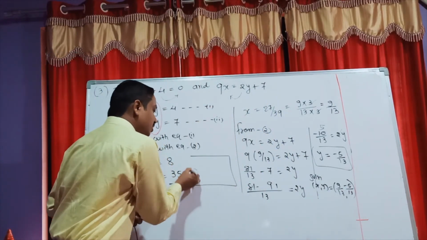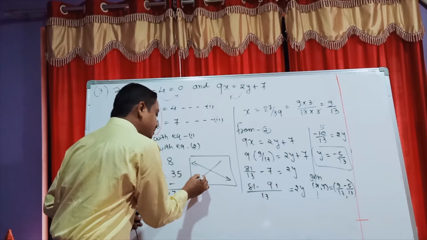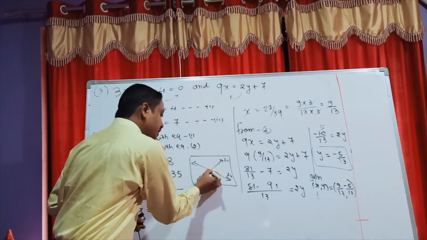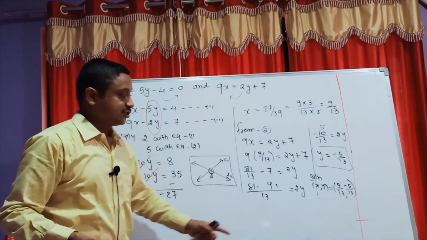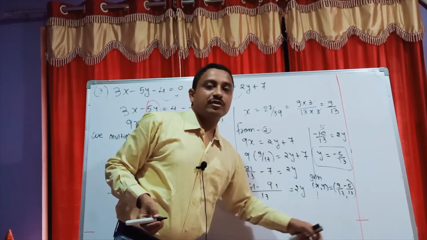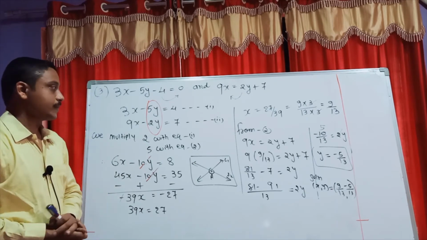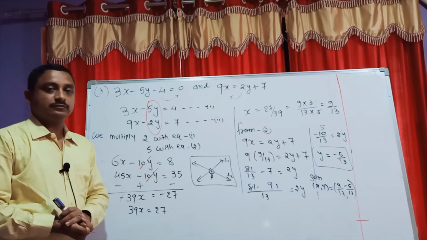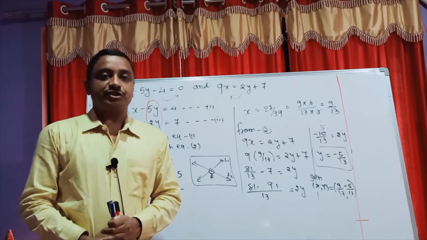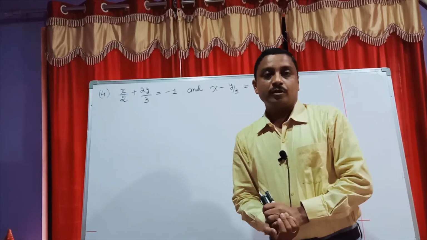Students, here also you can check that for your two lines L1 and L2, the intersection point is your answer: 9 by 13, minus 5 by 13. It's a very easy solution, students.